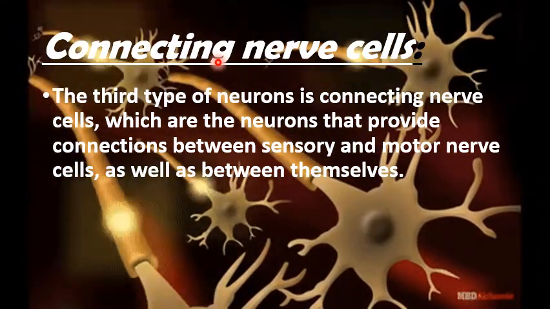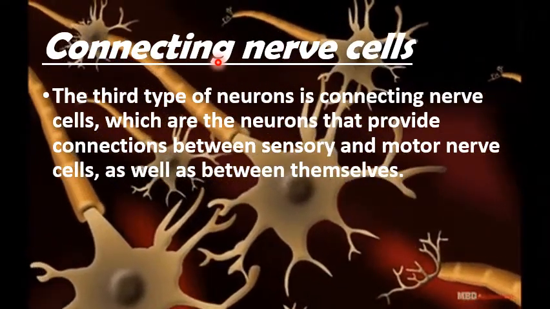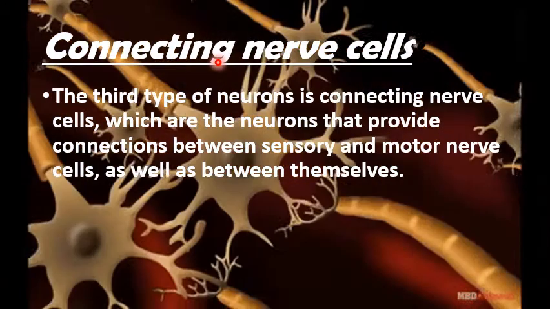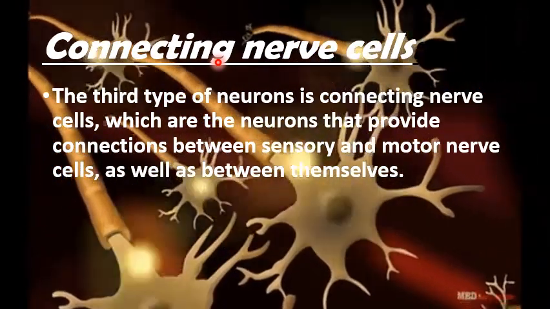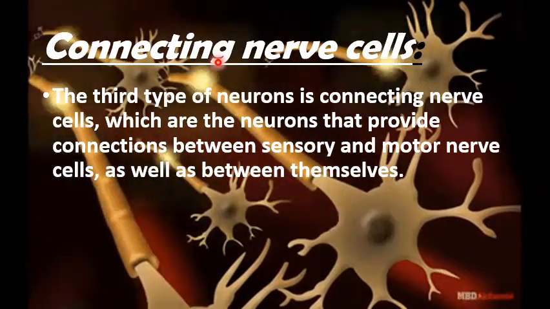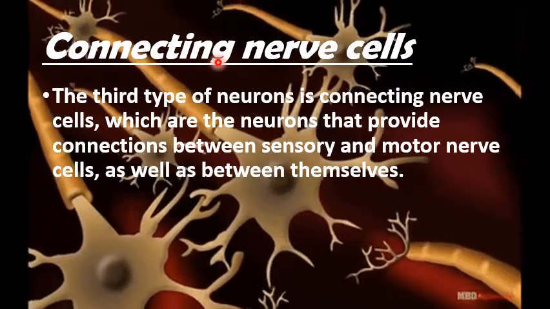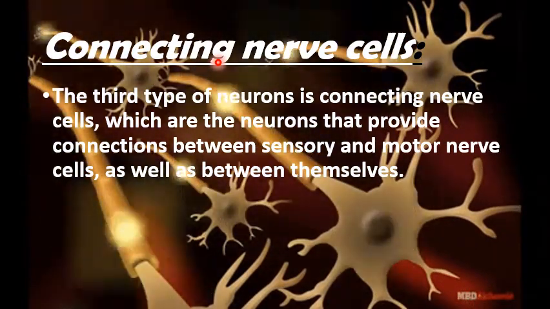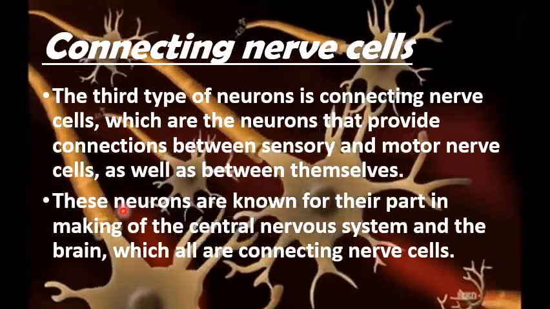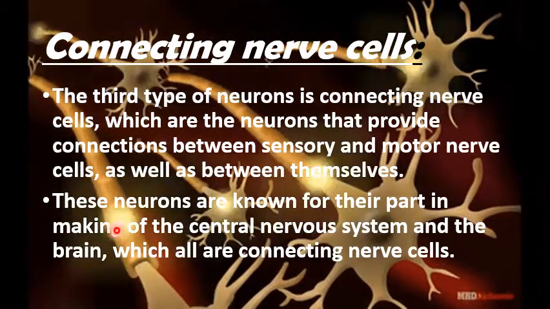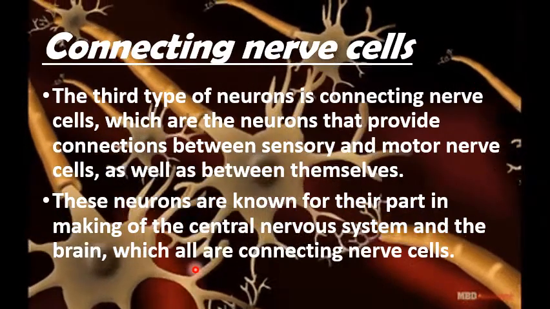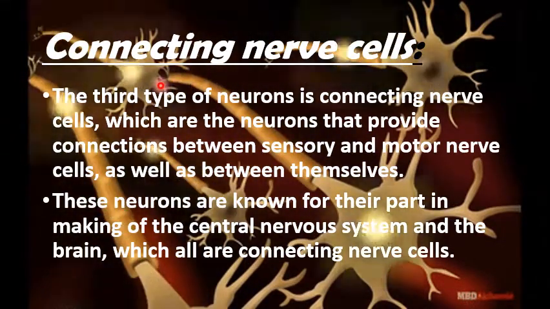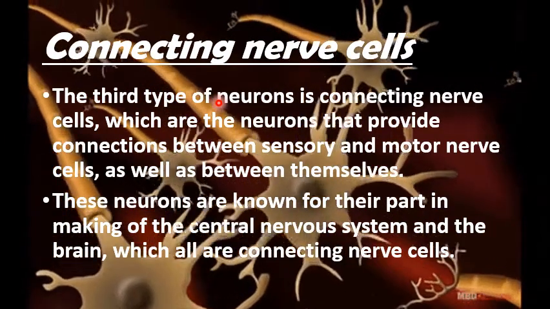You can see that the connecting nerve cells connect the sensory nerve cells and the motor nerve cells. Remember one thing, all the messages are going towards the brain through sensory nerve cells, and all the commands are coming from the brain through motor nerve cells. The connecting nerve cells are found in the brain and spinal cord, where they interact with these two kinds of nerve cells and make the connection between them. These neurons are known for their part in making the central nervous system and the brain. As I told you, connecting nerve cells make the connections between sensory nerve cells and motor nerve cells.